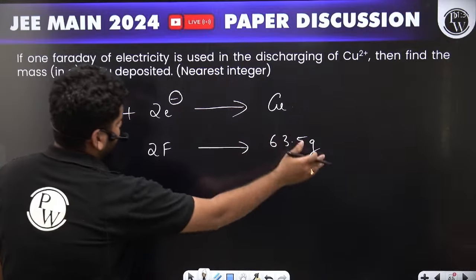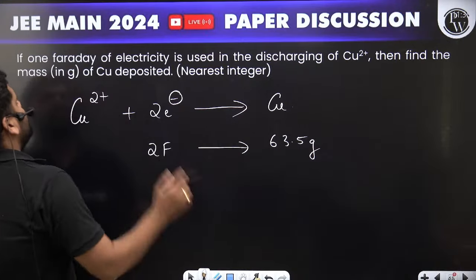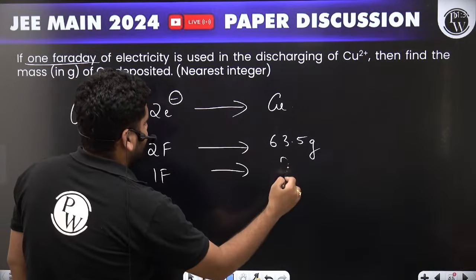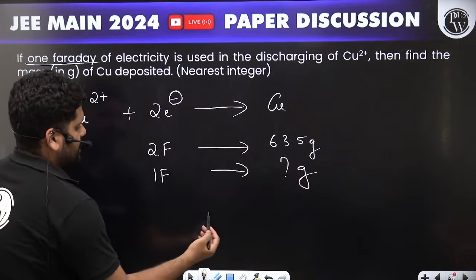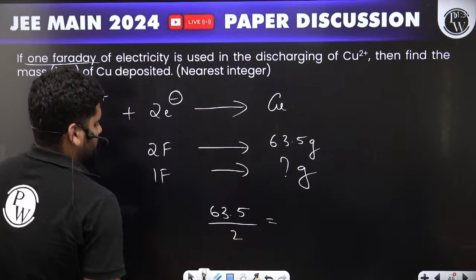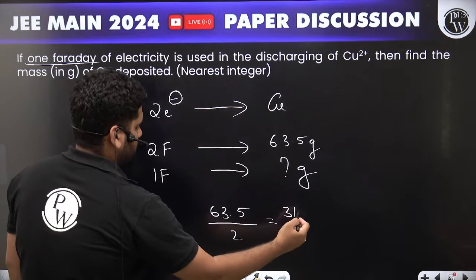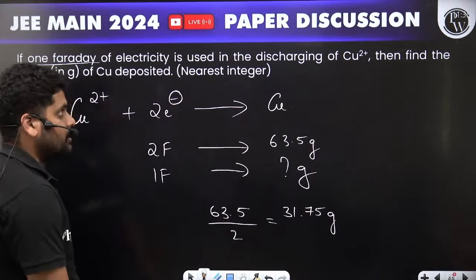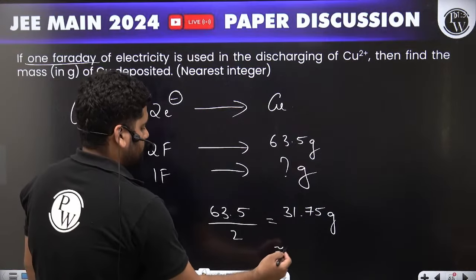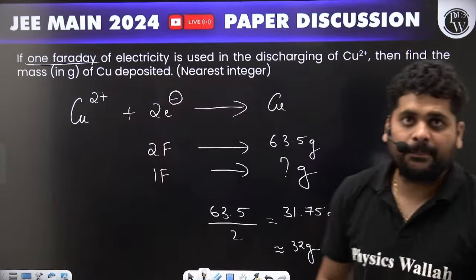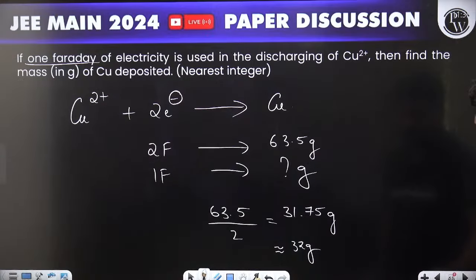For 2 Faraday, it is 63.5 grams. The question is, if you use 1 Faraday, then how many grams? 63.5 divided by 2, which is 31.75 grams. That's it. So the nearest integer is going to be 32 grams. Okay. Right.